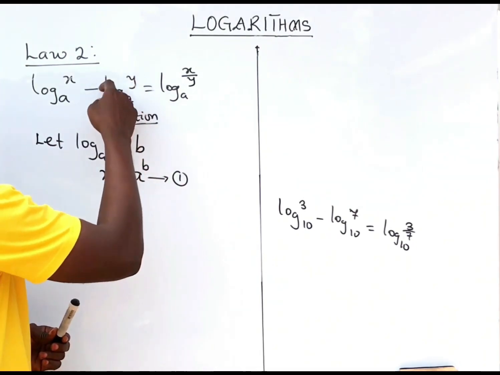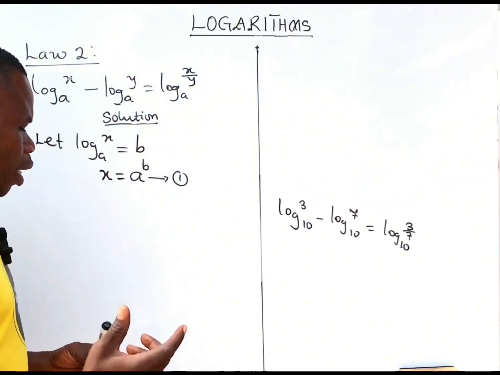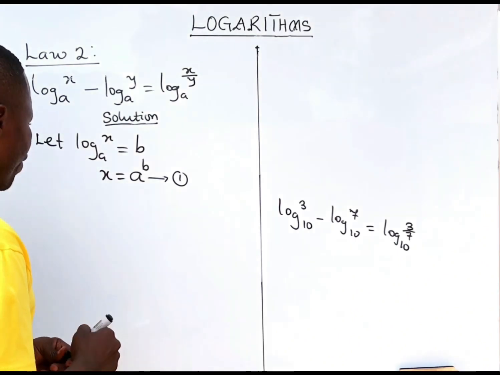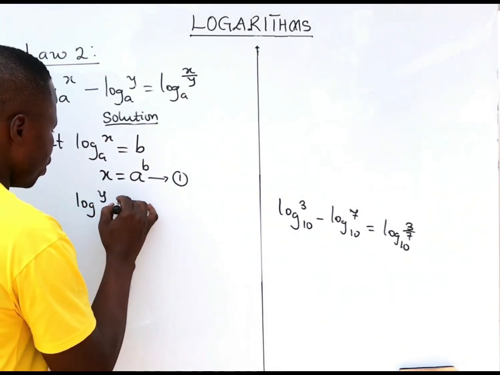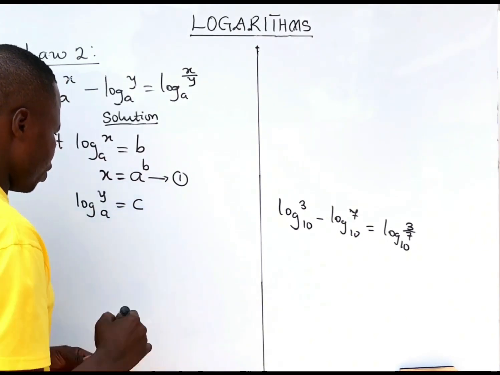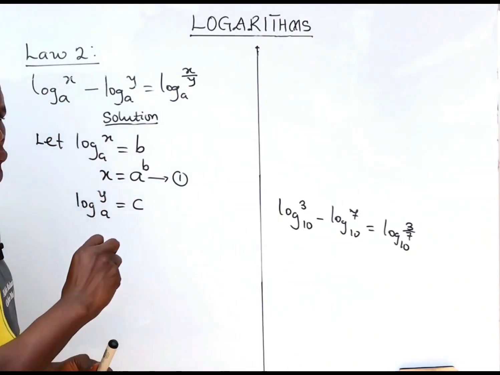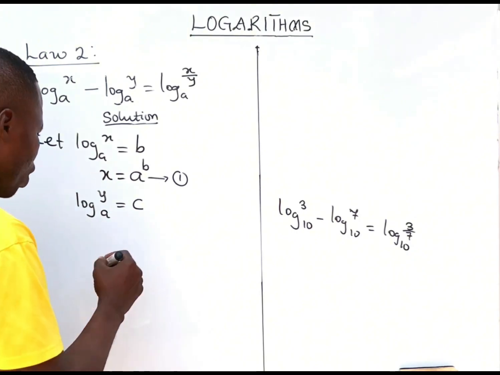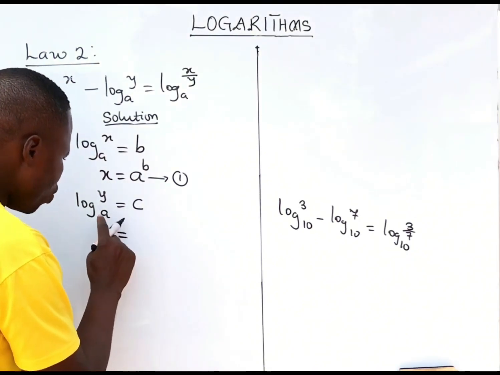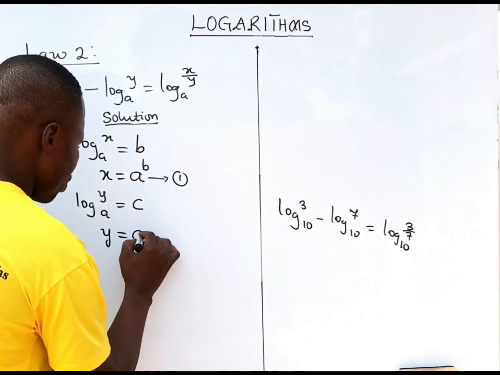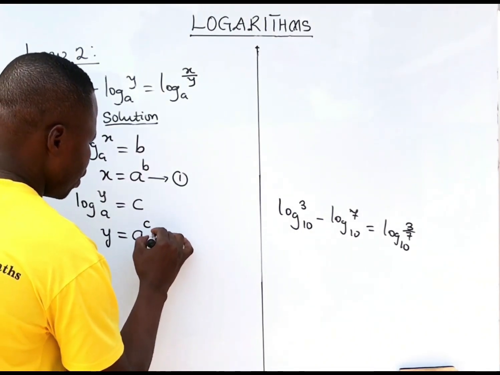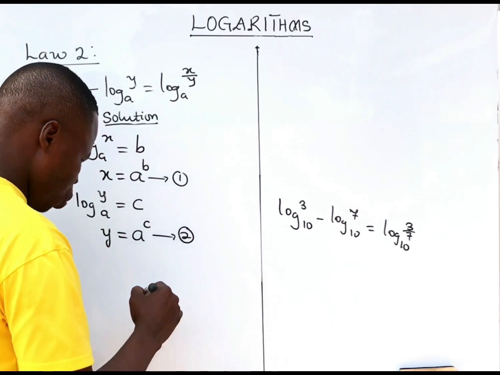Next step, take the second expression and let that one be equal to a variable. So log y base a be equal to c. By taking the log away, y will come down. Then a will switch to the right hand side and c will be the power of a. That will be a to the power c. And this will be equation 2.